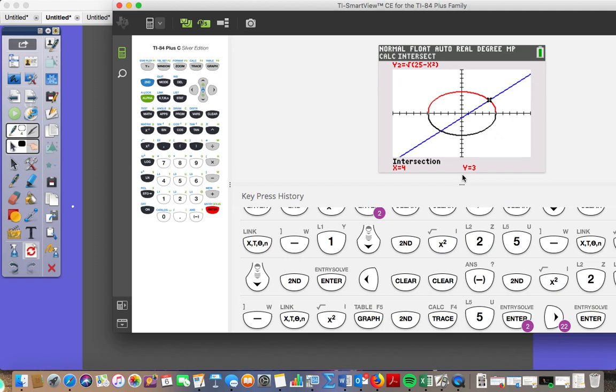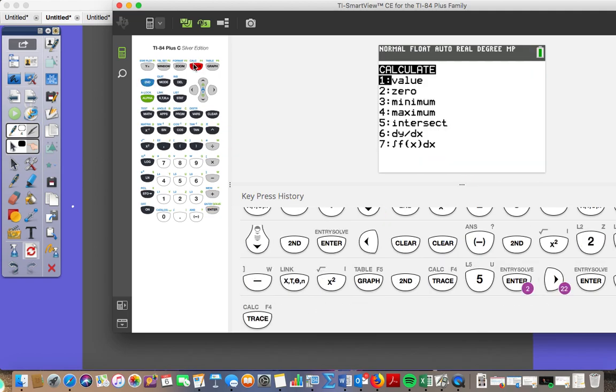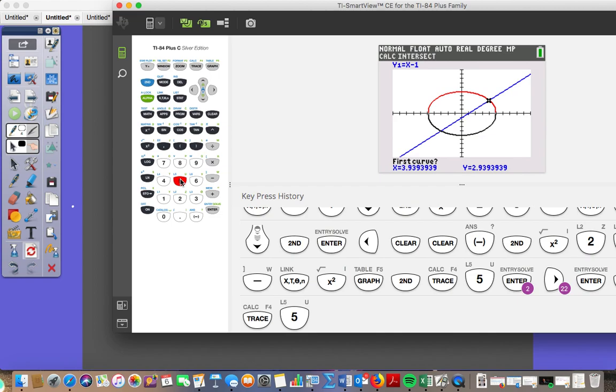Now, what about the second one? The second one's kind of the same idea, except now we're going to go to intersect again, because I see that there is a second one. I'll press enter at the blue one, but notice I don't want the red one here, because I want to find where it intersects with the one that's in black down below. So if I keep pressing up, notice I go from the red to blue to black, and I'm just going between. I haven't pressed enter yet. So I want the black one, so I'll press enter once I've come to that one.